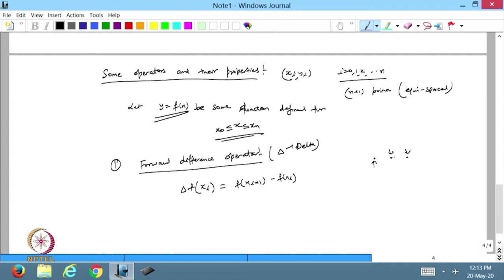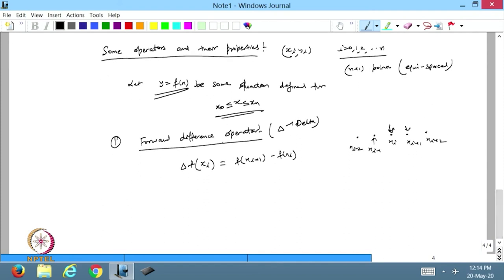So suppose this is my xi, this is xi plus 1, this is xi minus 1, next is xi plus 2, this is xi minus 2, and I apply this operator at this point. In this case I am using the value of the function here minus this, so it is giving me the difference of these values. So that is called the forward difference operator. It is giving you the difference, and forward means it is using the value forward of that one, so after that one. So that is called the forward difference operator.